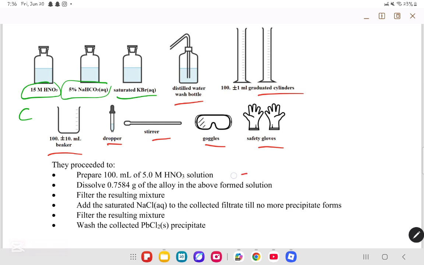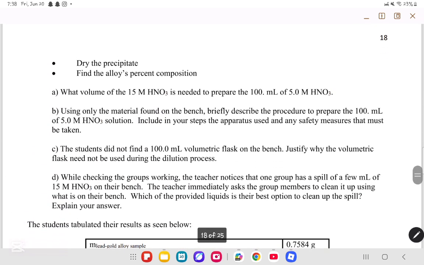They proceeded to prepare 100 milliliters of 5 molar HNO3 solution, and dissolve this specific mass of the alloy in the solution formed. They filtered the resulting mixture. They added saturated KBr, I think it's not NaCl, to the collected filtrate till no more precipitate forms, filtered the resulting mixture, and washed the collected PbCl2 precipitate. I think they are on a totally different path here, because I don't know where they got PbCl2 from. I think it's supposed to be an AgBr or something like this. Anyway, let's see. Dry the precipitate and find the alloy's percent composition.